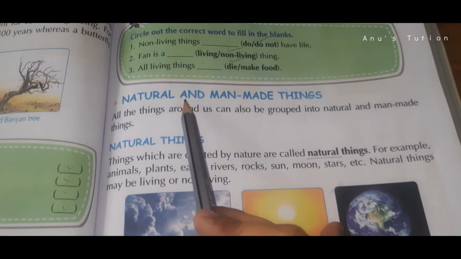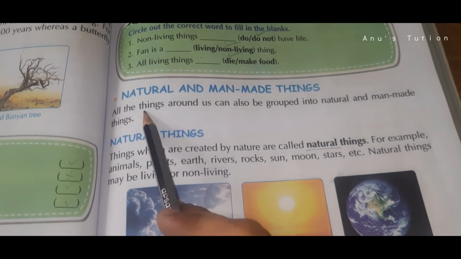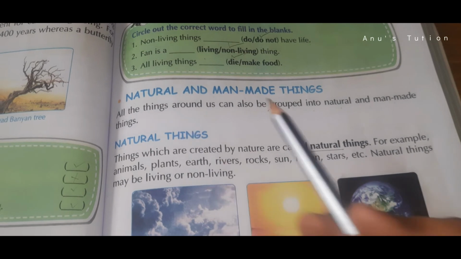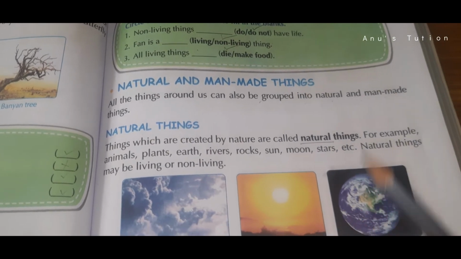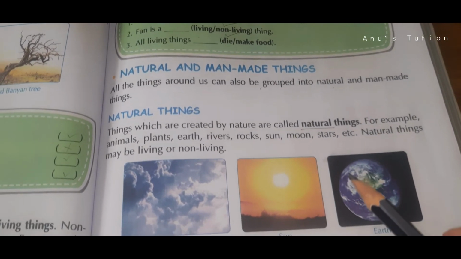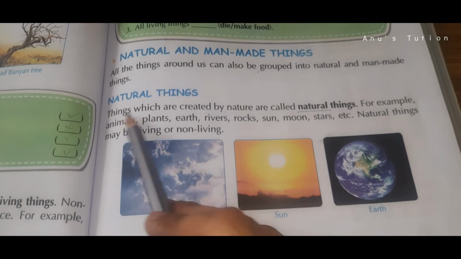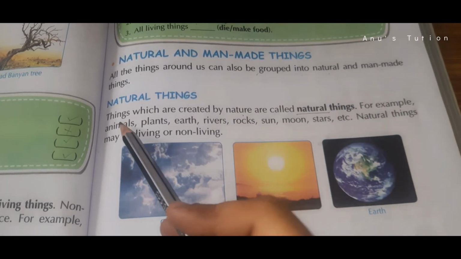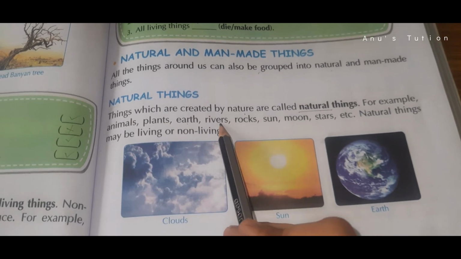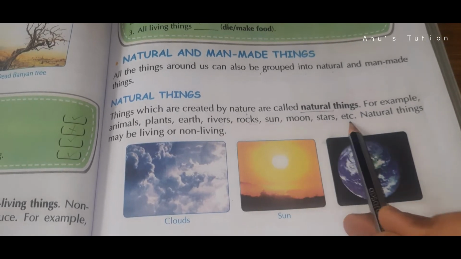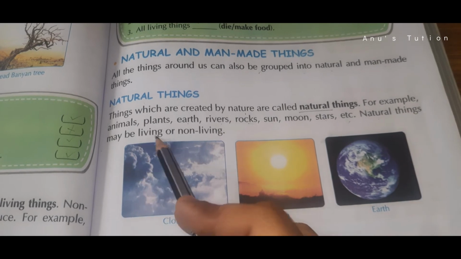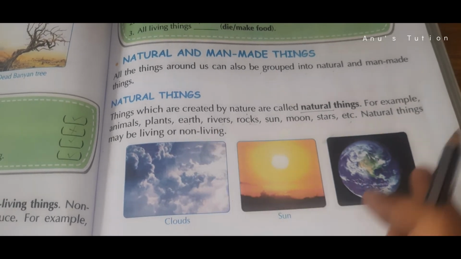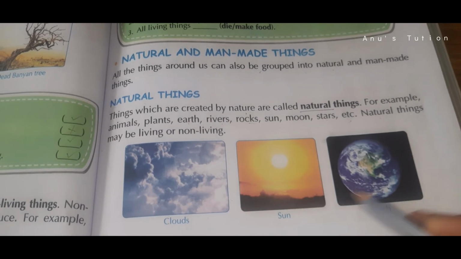Next, natural and man-made things. All the things around us can also be grouped into natural and man-made things. Natural things are sky, sun, earth, moon. These are all called natural things. Things which are created by nature are called natural things. For example, animals, plants, earth, rivers, rocks, sun, moon, stars, etc. Natural things may be living or non-living. Cloud, this is a picture example of cloud, sun, earth.